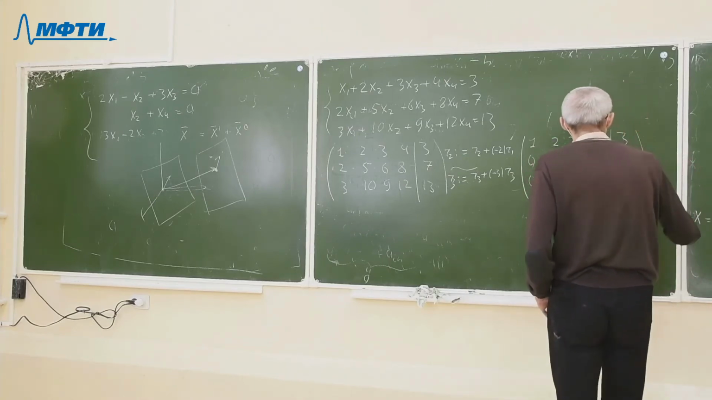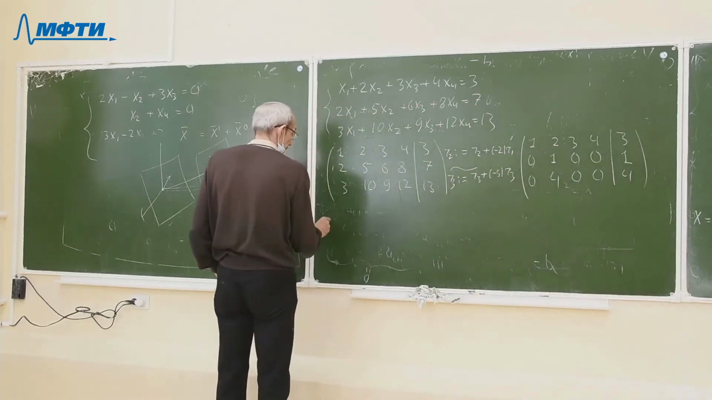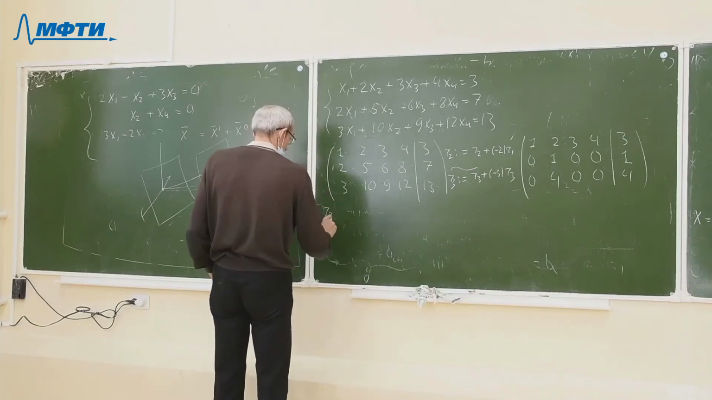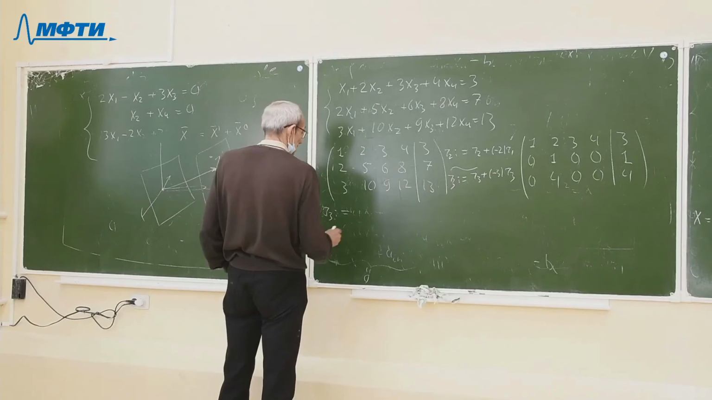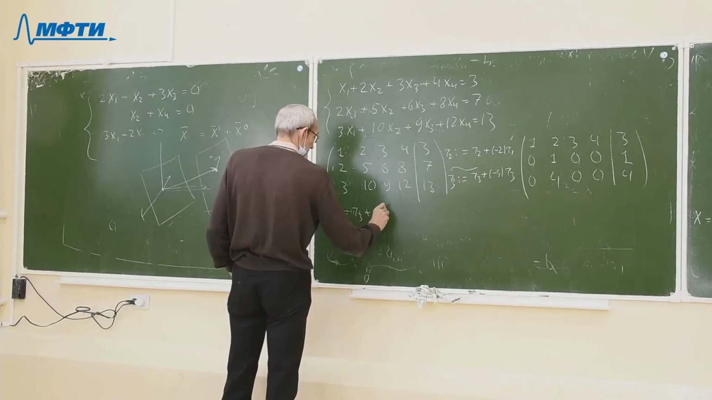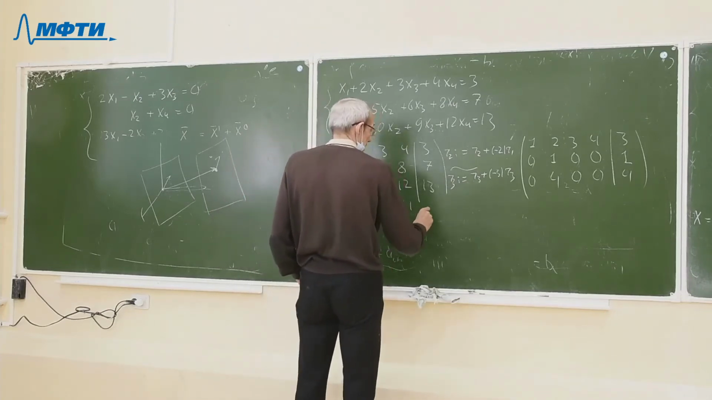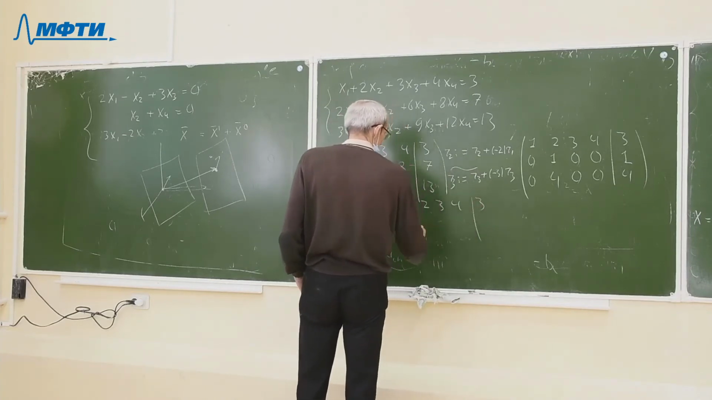After that we can subtract from the third row the second, multiplied by 4, and we obtain 1, 2, 3, 4, 3.